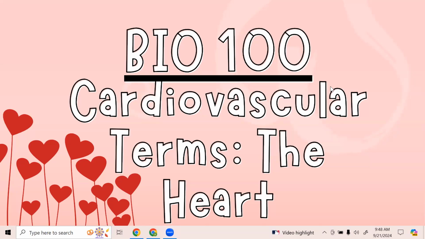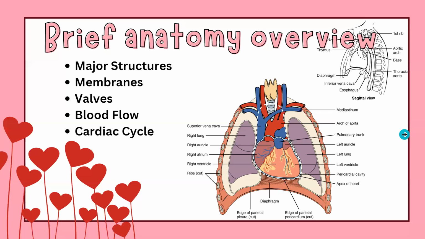Okay, everybody, we are going to continue on with our next body system, the cardiovascular system. So we're going to talk about the heart, and then we are also going to talk about the circulatory system, which is kind of the other half of our cardiovascular system, in our next lecture. A couple of things we're going to talk about today are our major structures, the membranes, some of the valves, the direction or pathway of blood flow through the heart and lungs, and the overall cardiac cycle.